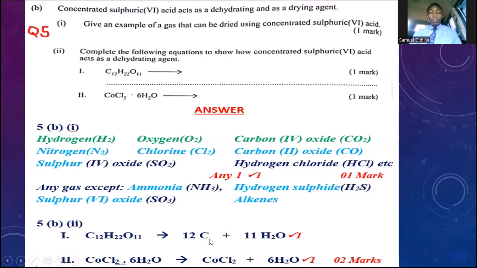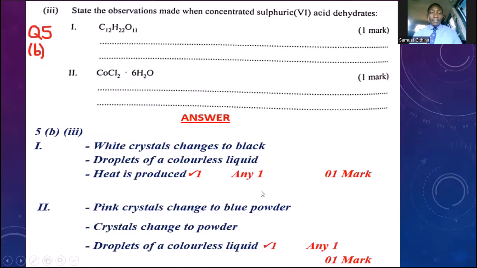Sugar will be converted to carbon. That is a black solid there. And of course, water will be formed. If it is hydrated cobalt 2 chloride, that is pink, it will be converted to anhydrous cobalt 2 chloride, that is blue. And of course, water will be formed. So to answer that question, there it is.